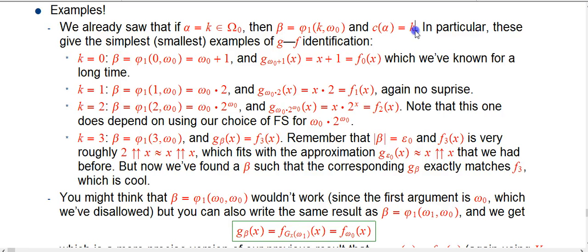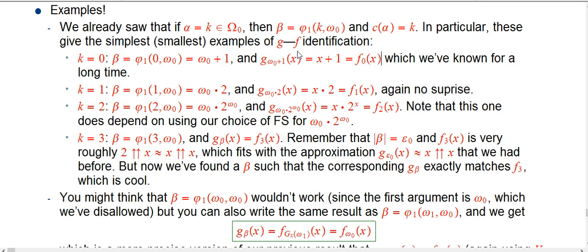Okay, so let's run through these slowly and explicitly because it's nice and instructive just to take some baby steps here. If k equals 0, then beta is just the absolute simplest thing we can do to omega naught, take its successor, and the claim is that g sub omega naught plus 1 of x is equal to f naught of x. Well, yeah, we've known that for a while. G sub omega naught plus 1 of x, it's pretty easy from the basic definition of the slow growing hierarchy that is just x plus 1. Oh, yeah, you bet. That's the successor function.